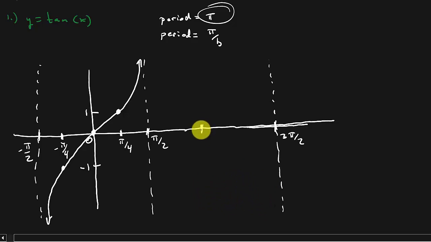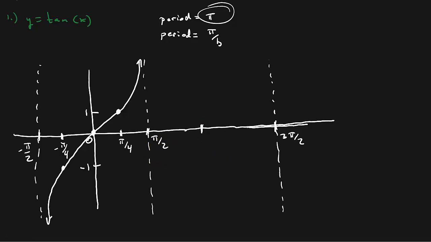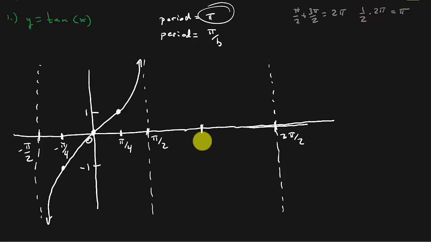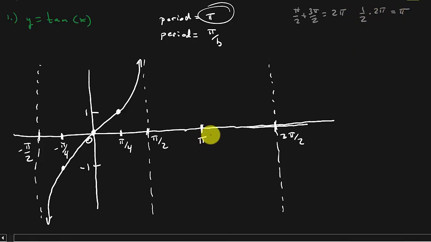You would break this up into 4 equal intervals. So I would need the midpoint between pi over 2 and 3 pi over 2. So pi over 2 plus 3 pi over 2, that's 4 pi over 2, which is just 2 pi, which then I would need to half, and that would be pi. So the midpoint there is pi.